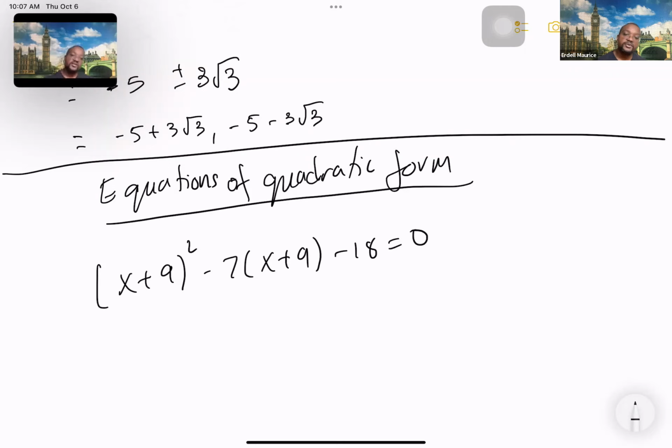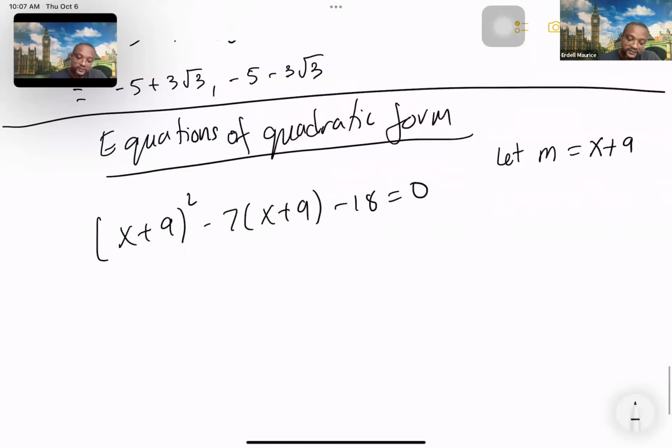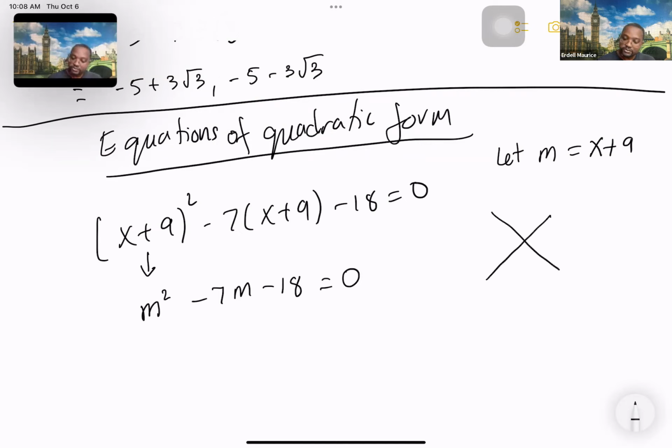Because we have something in common in the parentheses, that is x plus 9, we can let letter m represent x plus 9. And so then what that allows us to do is, instead of writing x plus 9, I can simply write m. And then this becomes a much easier equation to factor. Questions there? There's one right here. 1 times 18 is negative 18. And there's a negative 7 right here. So that's going to be a negative 7.